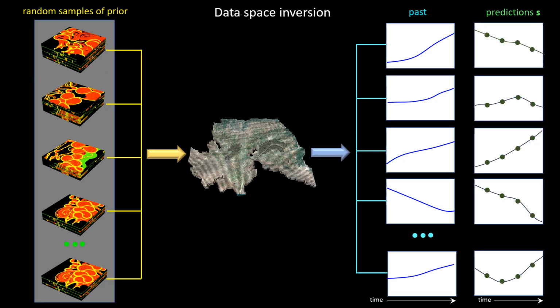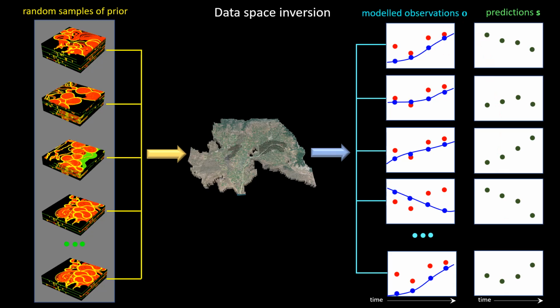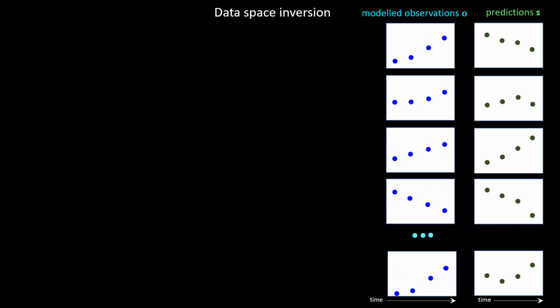In this case, we can focus on not just one but a number of predictions. These will be encapsulated in a vector S. Meanwhile, the model generated counterparts to our field data will be encapsulated in a vector O. At this stage, we've got our O vector, we've got our S vector. That is, we have stochastic model outputs corresponding to field measurements. We've got corresponding stochastic predictions.